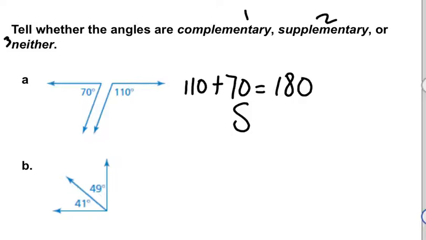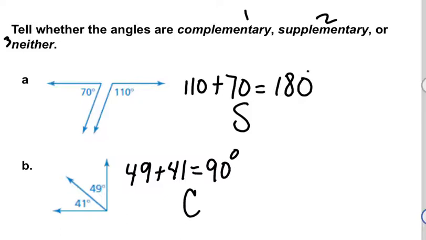1, 2, 3. Showdown. Come on, guys. Nobody should be looking around on this one, because we're adding them, right? And it is 1, because 49 plus 41 equals 90 degrees, so it has to be complementary. Okay?